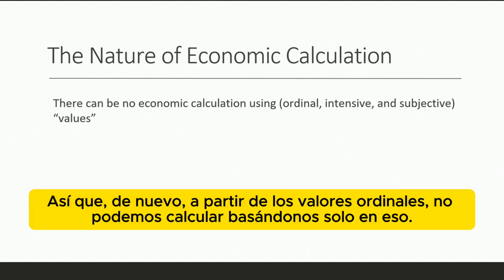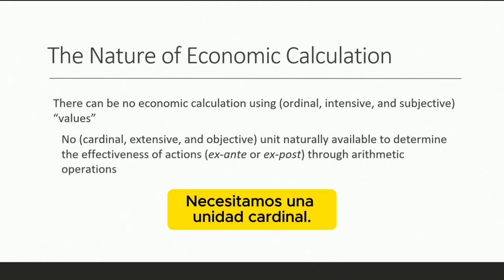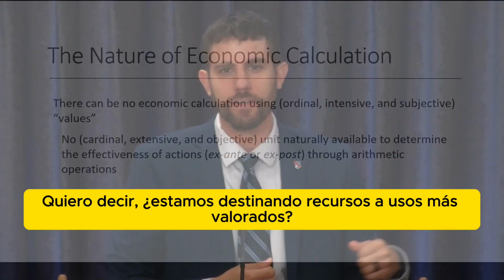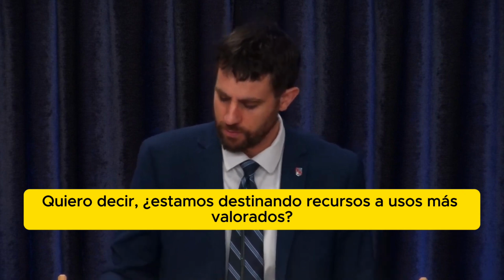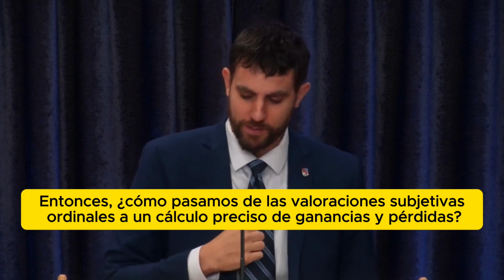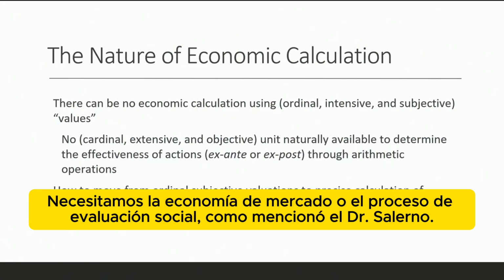So again, starting with just ordinal values, based on those alone, we can't calculate. We need a cardinal unit. There's no cardinal unit naturally available to determine the effectiveness of action. By effectiveness, I mean, are we allocating resources to more highly valued uses? So how do we move from ordinal subjective valuations to precise calculation of profit and loss? We need the market economy, or the social appraisement process, as Dr. Salerno mentioned.